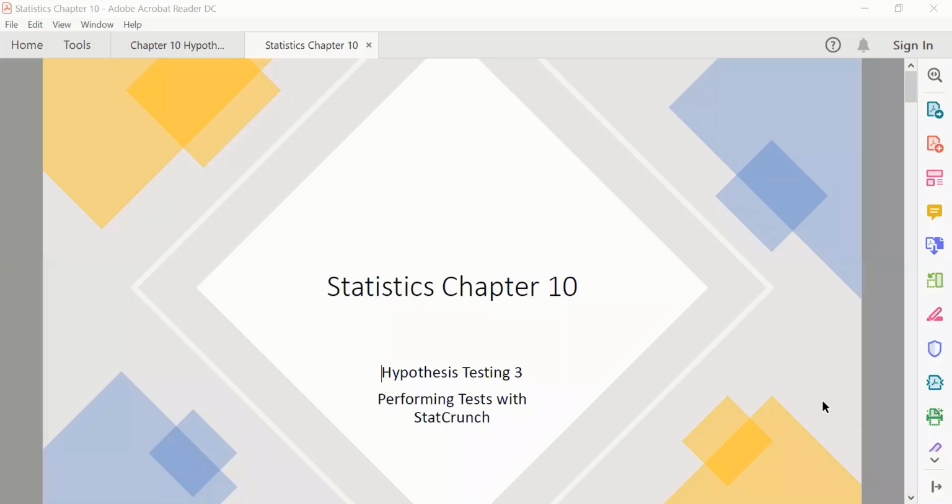in StatCrunch. So PowerPoint 3, hypothesis testing 3, is performing the tests with StatCrunch. So last time we saw how to set up the tests, and now we're seeing what we do to complete the tests.